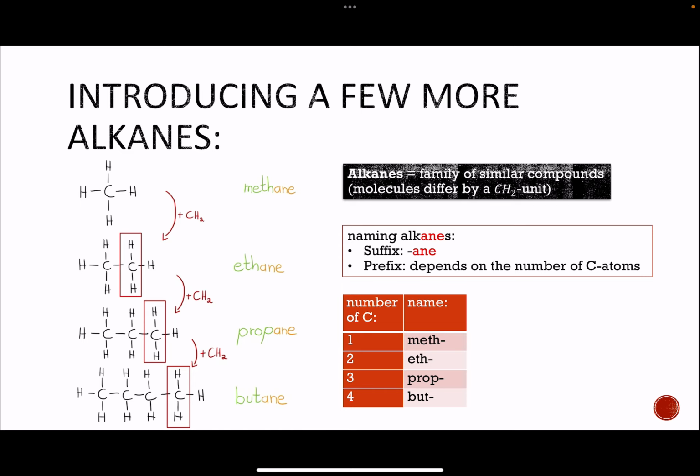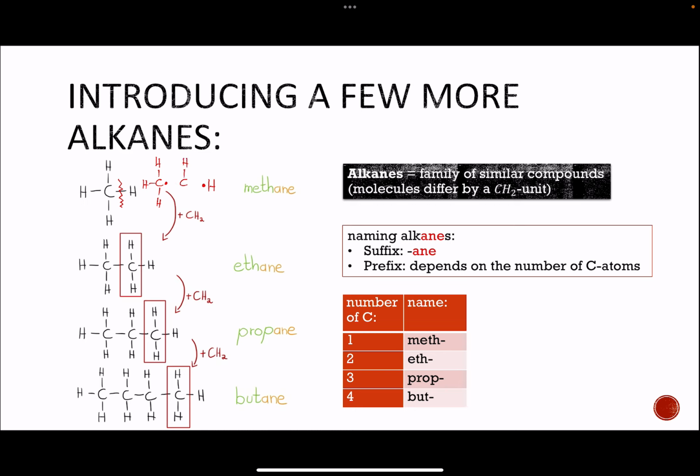Let's have a look at the displayed formula of methane. In theory, we can split or break the bond here. In reality it's much harder to do so, but on paper it's quite easy. Then we end up having this structure, a free electron at the carbon atom, and the hydrogen atom over here. And now we can insert into this place a CH2 unit.